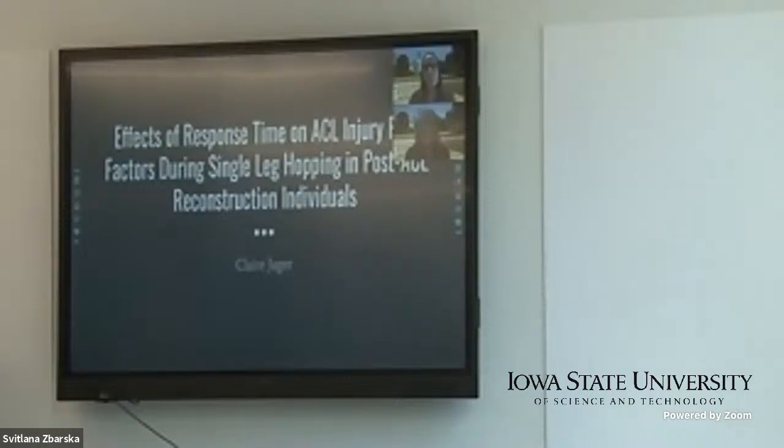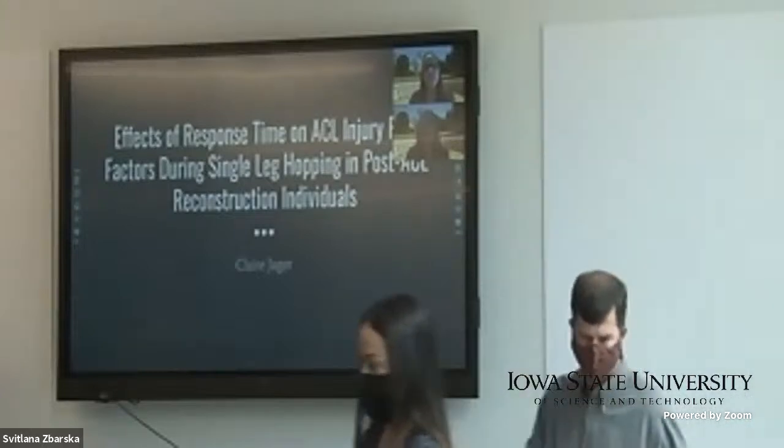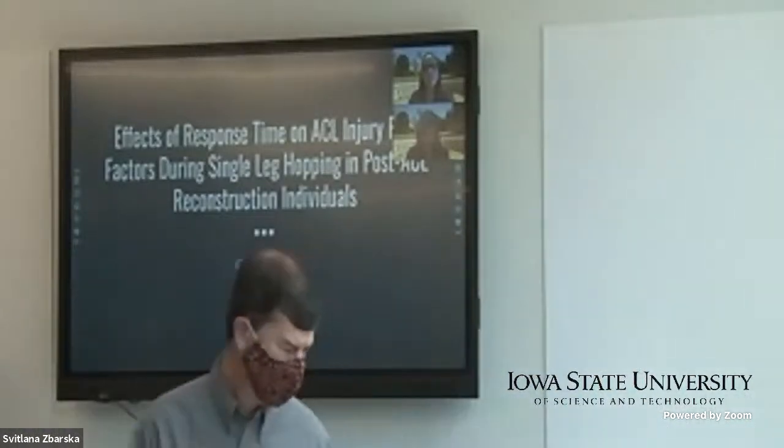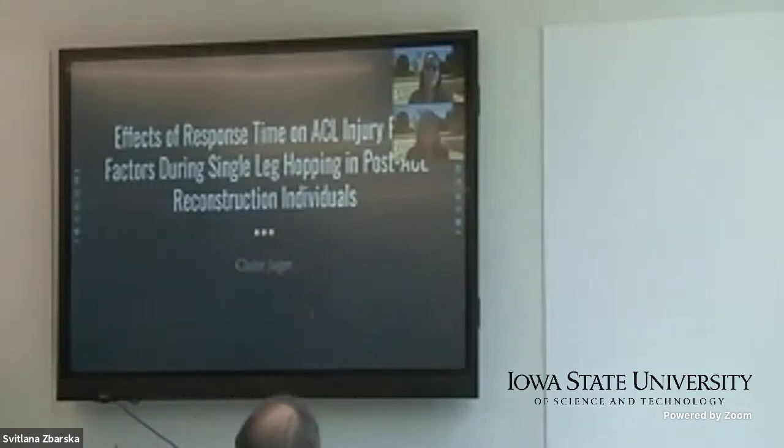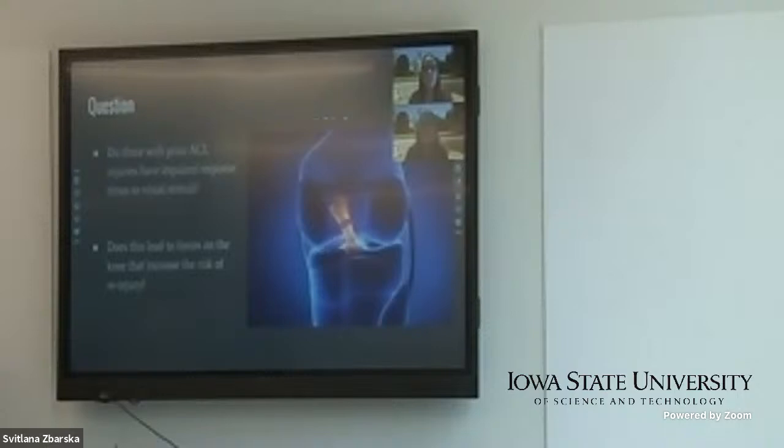A lot of athletes return to sport after an ACL tear and reconstruction, and this usually requires them to perceive and react to what's going on around them. What I really wanted to target with my research was, do individuals with prior ACL tears and reconstructions have impaired response times in these dynamic situations? And does this impaired response time increase the risk of re-injury of the knee? So to answer this, I needed to test two different things: response time and reaction time.